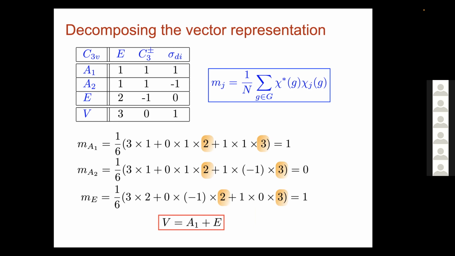Now, of course, the problem still, I mean, this is very simple, but it's not simple enough. Why? Because to obtain just these three numbers, 3, 0, and 1, I have to compute 6 3 by 3 matrices.